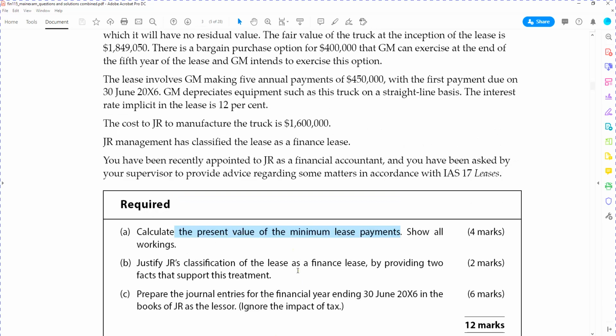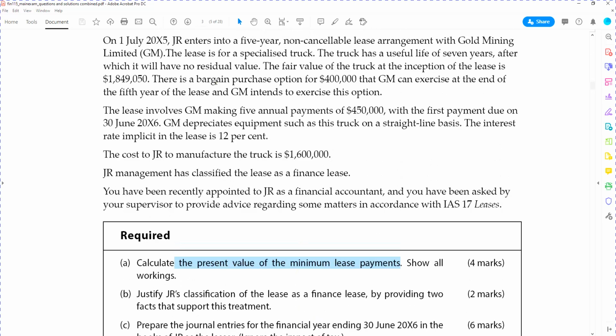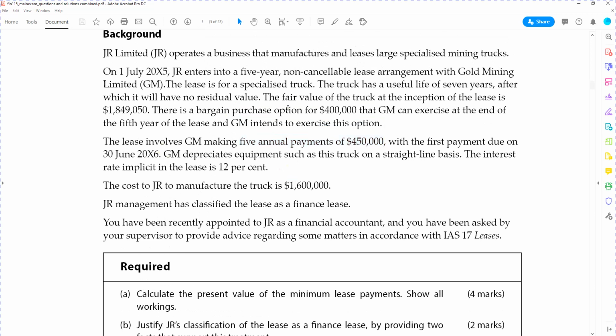Okay, so first of all, we've got to consider what all the cash outflows are. So the first thing to consider is that there are 5 annual payments of $450,000. Okay, what else is there? So there's also a bargain purchase option. So here, the $400,000 that they can exercise at the end of the 5th year of the lease, and they intend to exercise this option. So because they're intending to exercise it, there's some certainty that we can recognize that, include that in there. So really, there's 2 types of payments. There's 5 of these and 1 of these at the end in year 5.